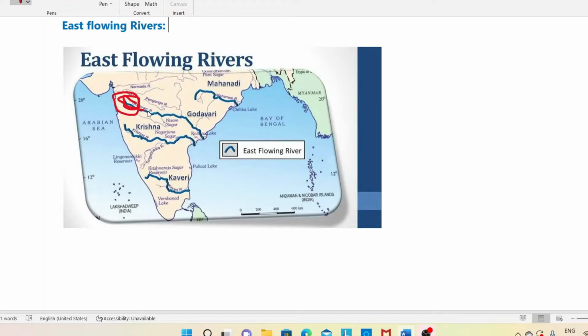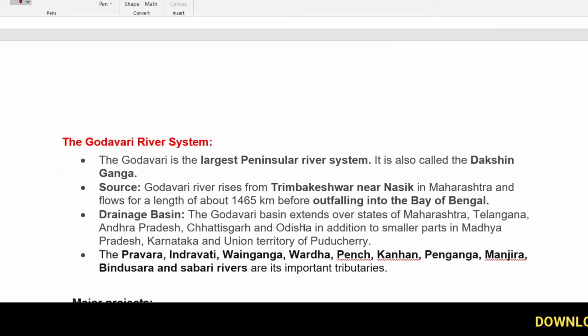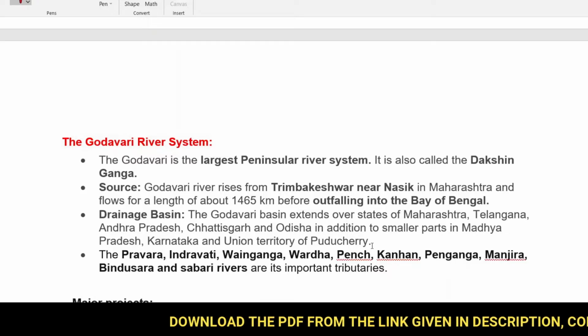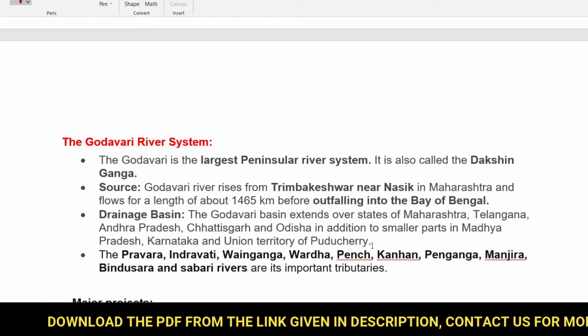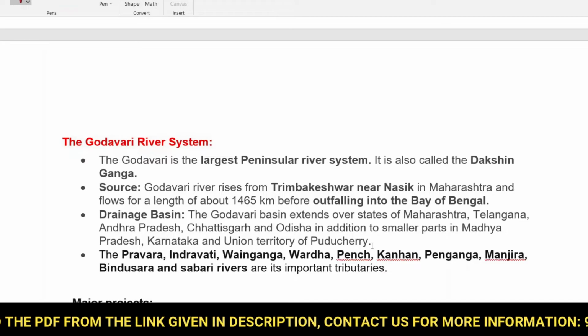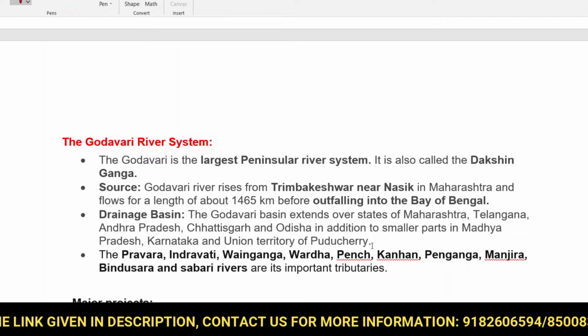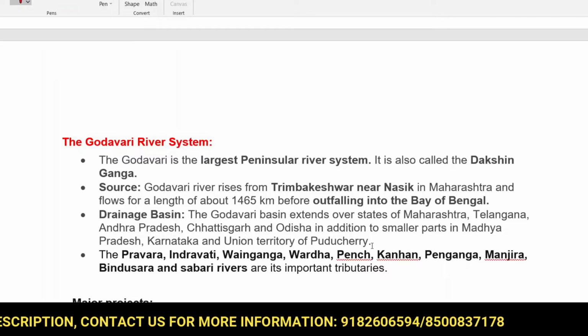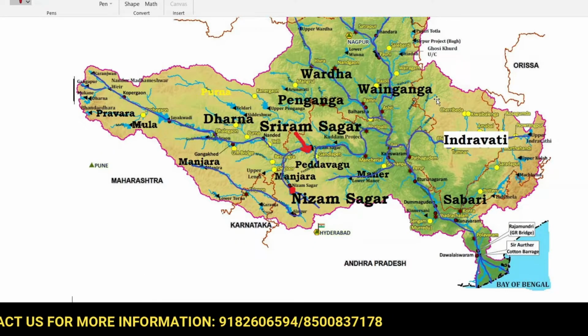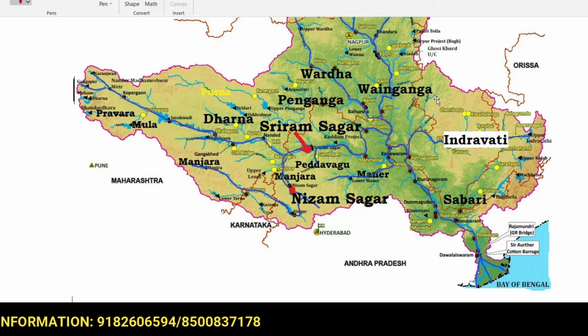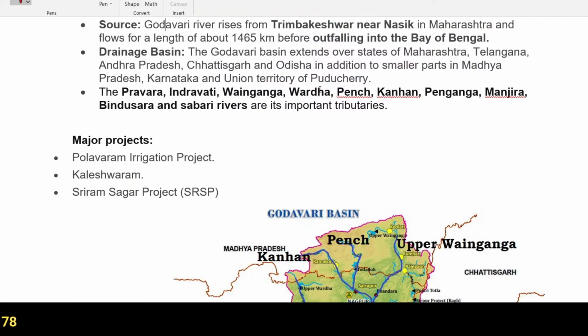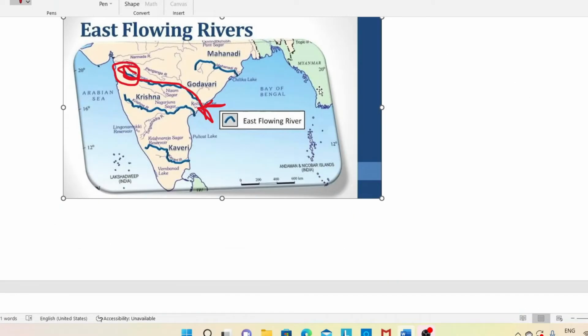Drainage basin. The Godavari basin extends over the states of Maharashtra, Telangana, Andhra Pradesh, Chhattisgarh and Odisha. In addition, some parts of Madhya Pradesh, Karnataka and the Union Territory of Pondicherry. Here we can see Maharashtra, Karnataka, Telangana, Andhra Pradesh, Odisha and some parts of Madhya Pradesh. This is the extension of the Godavari River. This is about the Godavari River system.